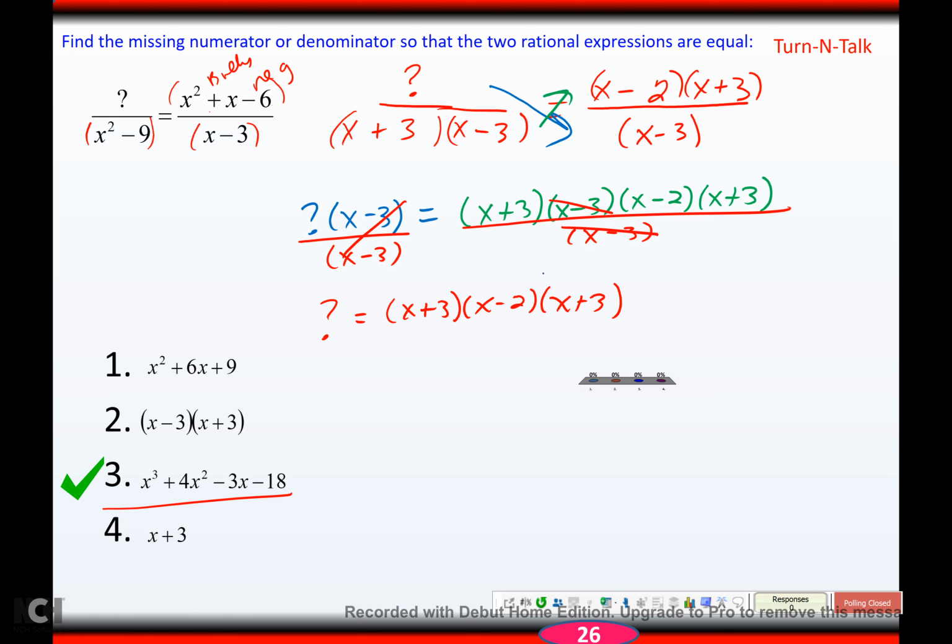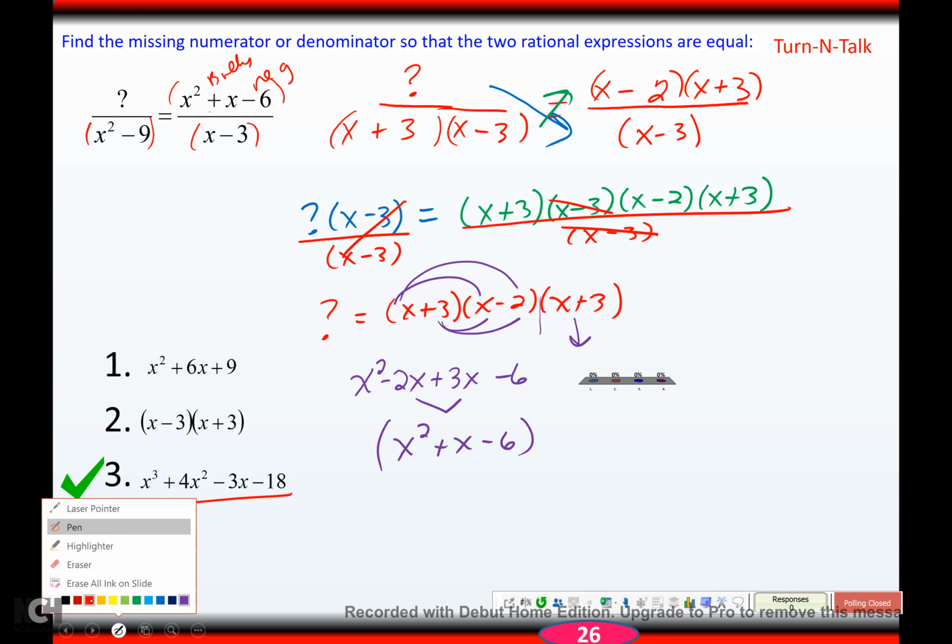So we just multiply 2 at a time. I'm going to drop this one down later. X times x is x squared. X times negative 2 is negative 2x. Positive 3 times x is 3x. Positive 3 times negative 2 is negative 6. Combine like terms. I get x squared plus x minus 6.